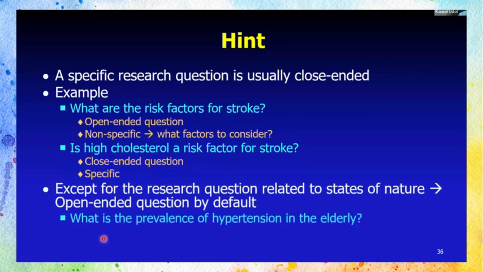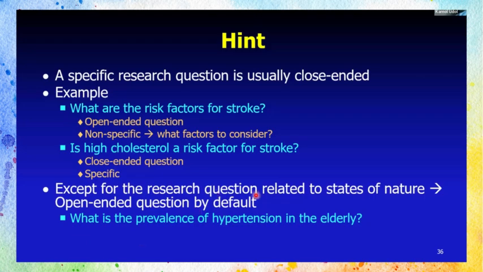There is one exception to this hint. If your research question is related to the states of nature, the status of something, then it has to be an open-ended question by default, because this type of question cannot be made closed-ended. For example, look at this question: what is the prevalence of hypertension in the elderly?